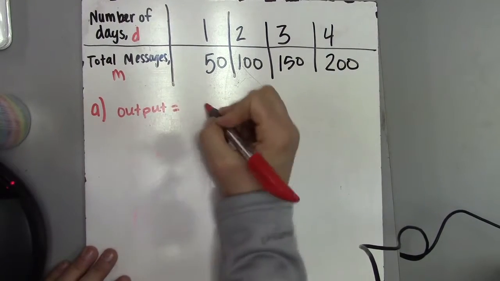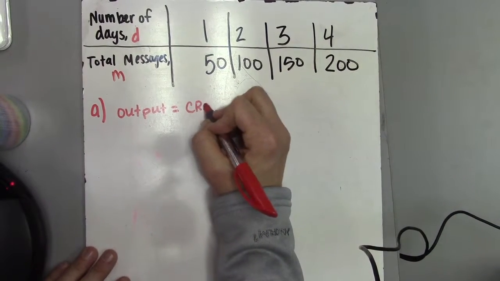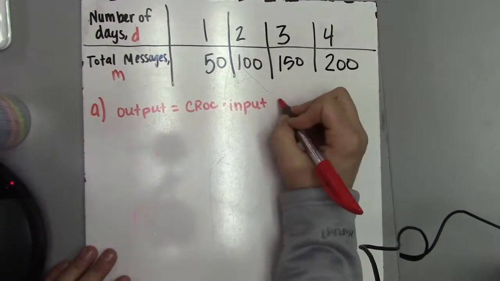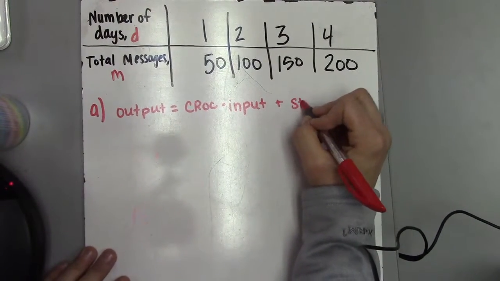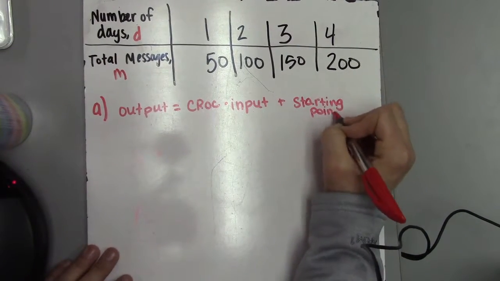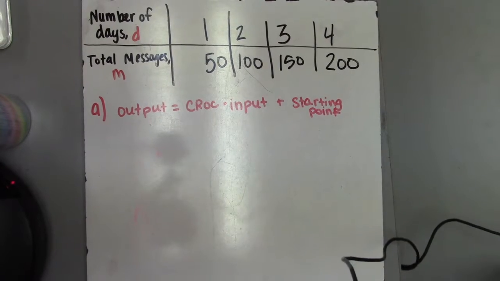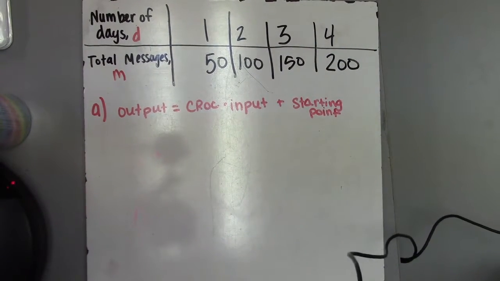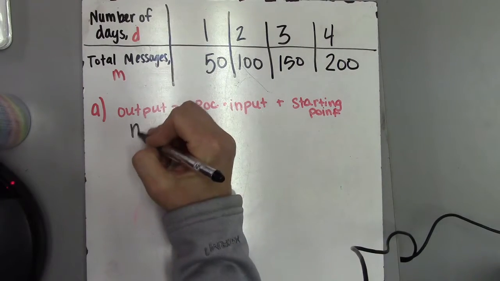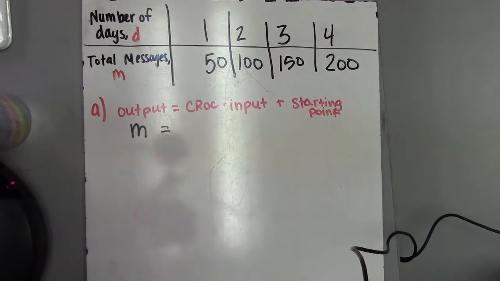What we learned earlier in the lesson was that we can find our output is equal to our constant rate of change times an input value plus your starting point. So what we have is our output is represented by the total messages, or M, and that's equal to our constant rate of change.